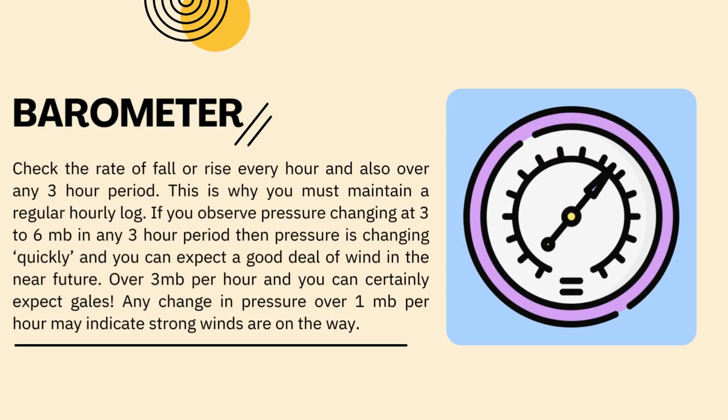Last one, but a gold one. Check the rate of fall or rise every hour and also over any 3-hour period. This is why you must maintain a regular hourly log. If you observe pressure changing by 3 to 6 millibar in any 3-hour period, then pressure is changing quickly and you can expect a good deal of wind in the near future. Over 3 millibar per hour and you can certainly expect gales. Any change in pressure over 1 millibar per hour may indicate strong winds are on the way.